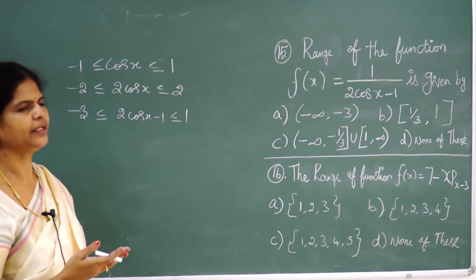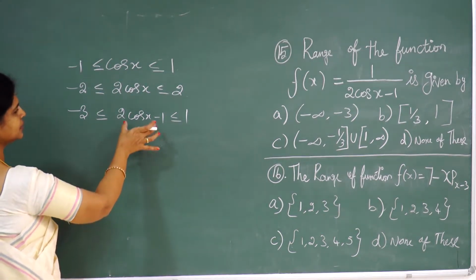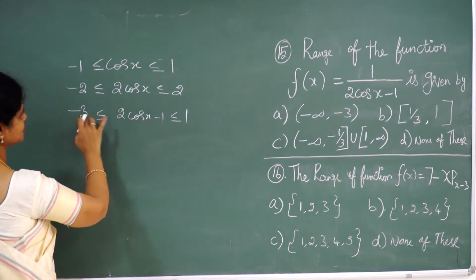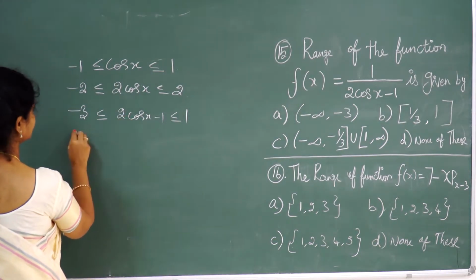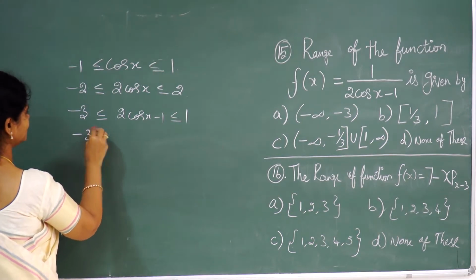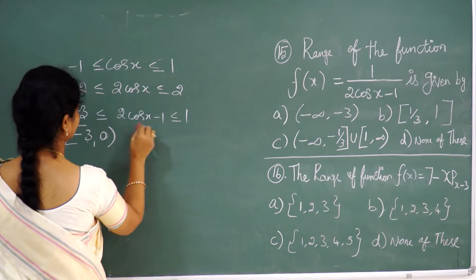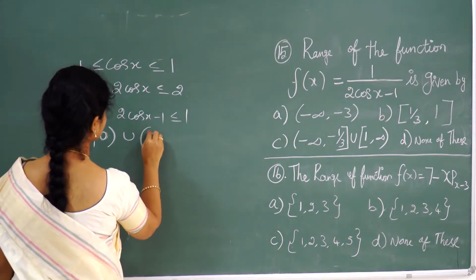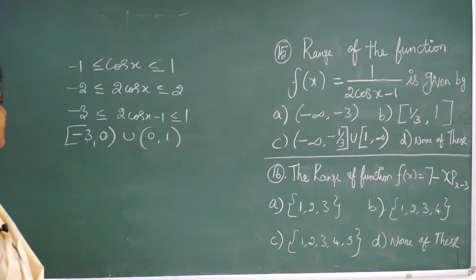The function will be defined only when the denominator is not equal to 0. So this term is not equal to 0. So split the interval at 0. Okay, so you split this interval: minus 3 to 0, you exclude 0 in this case, and next, union with the interval 0 to 1. In these intervals you find the range of the given function.